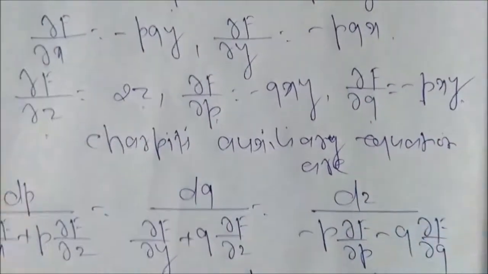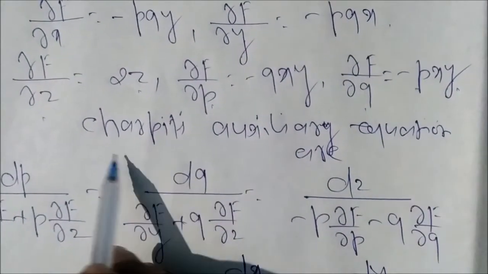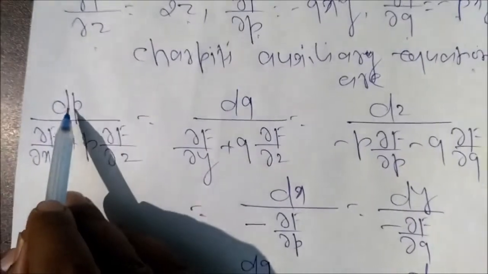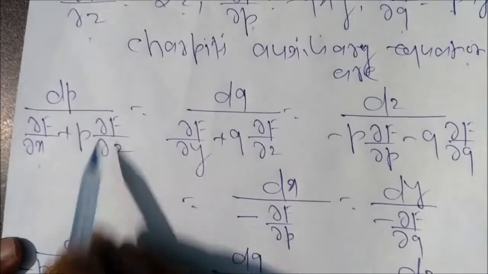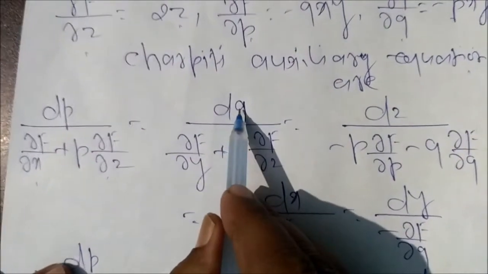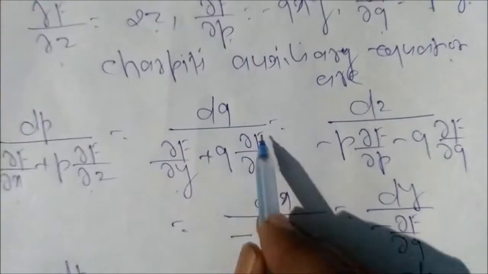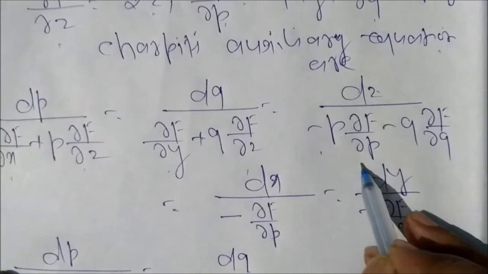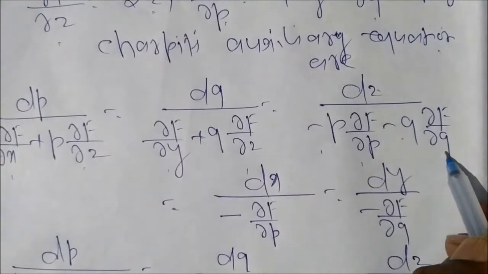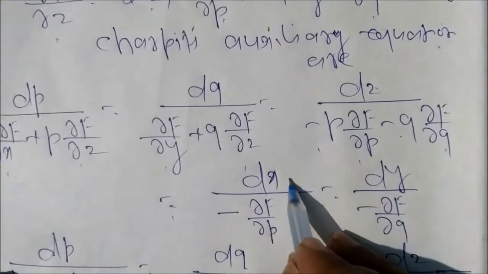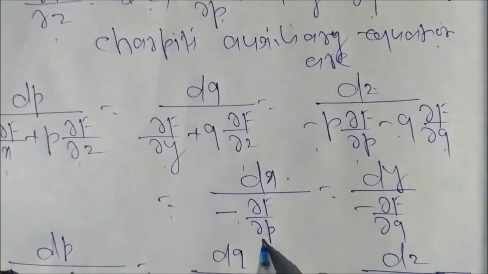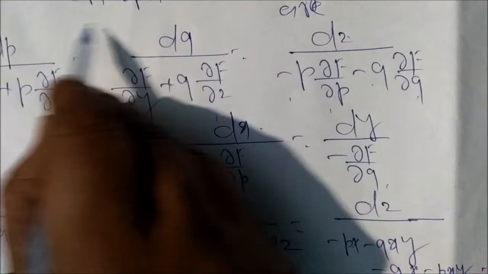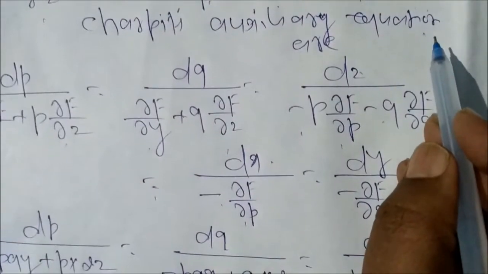You have to remember this auxiliary equation. Charpit's auxiliary equations are this: dp by del f by del x plus p del f by del z equal to dq by del f by del y plus q del f by del z equal to dz by minus p del f by del p minus q del f by del q equal to dx by minus del f by del p equal to dy by minus del f by del q. This is Charpit's auxiliary equation.